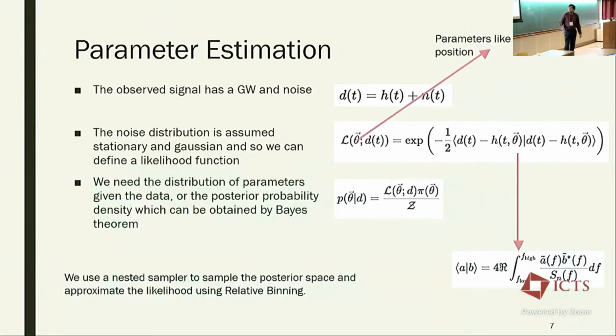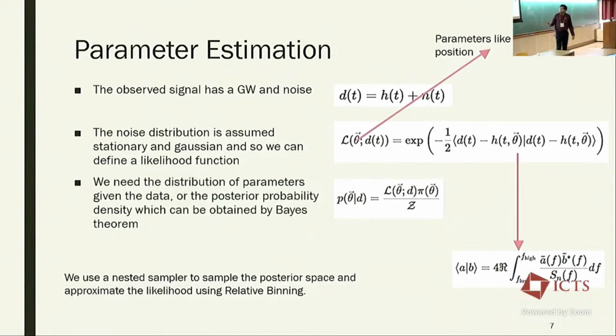Bayes' theorem. So this is the likelihood, this pi is the prior distribution, it's the prior knowledge that we have about the parameters. Let's say we know that DL has to be a few hundreds of megaparsecs and stuff like that. And this Z is just the integral of the numerator. It's just a normalization constant. We don't need to worry about it too much.